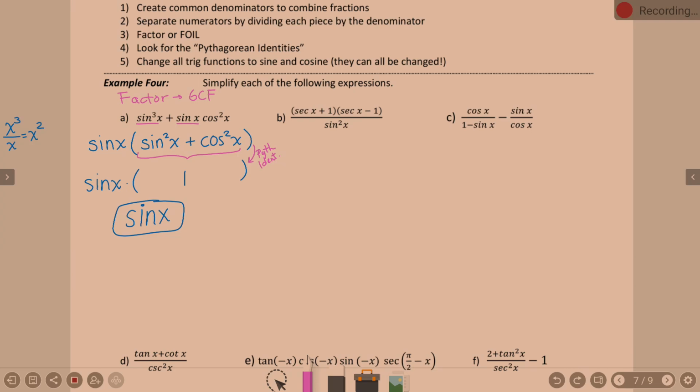Secant x plus 1 times secant x minus 1 over sine squared x. Number 2. Separate the numerator by dividing each piece by the denominator. Okay, I was just trying to think if we could make that work. Because here's the other thing. Is there just one way to do some of these? Not necessarily. So, you know, sometimes you have to give me a moment. I don't think we could separate that.